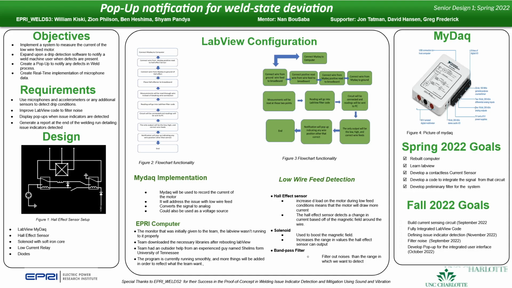The Midac will be used to record the current of the motor. It will address the issue with low wire feed, converts the signal, and gives off an analog signal. And it can also be used as a voltage source.